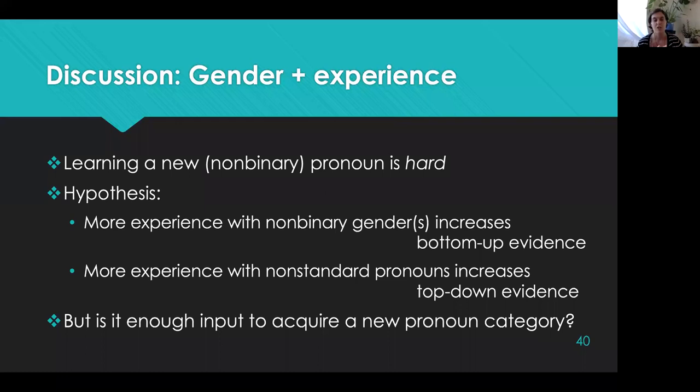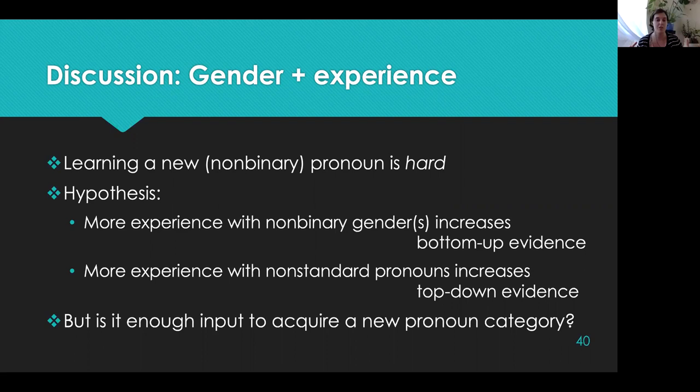So it's possible that more experience with non-binary genders increases the bottom-up evidence for these new pronouns. It could also be that experience with non-standard pronouns or non-binary pronouns increases the top-down evidence that allows you to see the categories that you can then label with these new words. And this would be backed up, I think, by a lot of L2 work on how we end up learning new sets of features and languages with very different paradigms to our own.